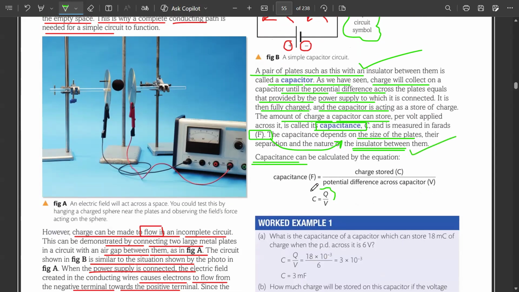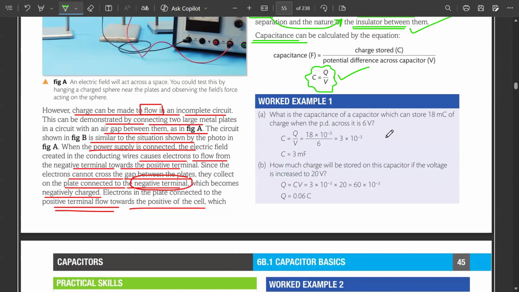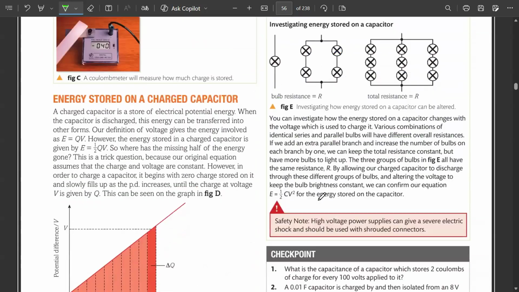So the very first formula is capacitance is equal to charge divided by potential difference. For example, what is the capacitance of a capacitor which can store 18 microcoulombs of charge when the potential difference is 6 volts? You can simply divide 18 microcoulombs by 6 and you'll get 3 microfarads as your capacitance. How much charge will be stored on this capacitor if the voltage is now 20? The capacitance we got above, which was 3 microfarads, multiplied by the new potential difference, and you will get your charge, which is 0.06 coulomb.